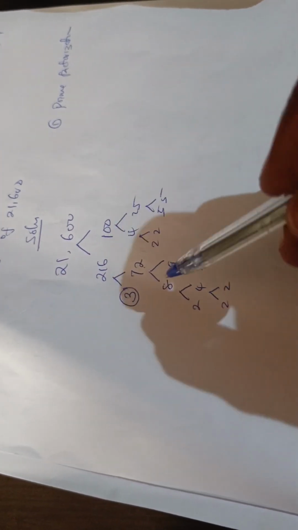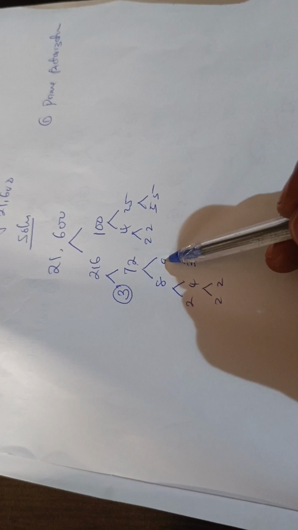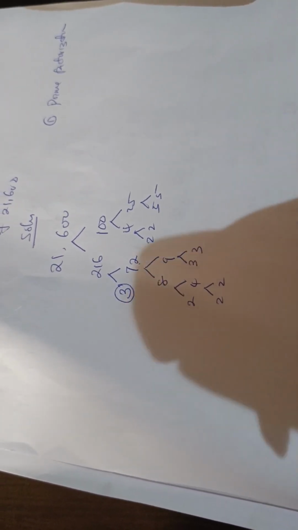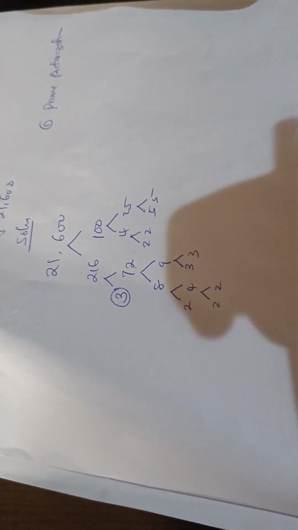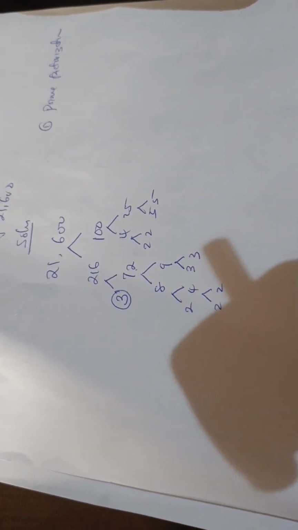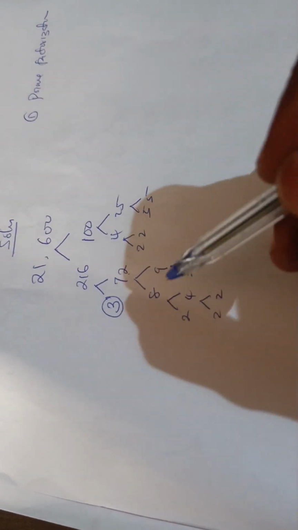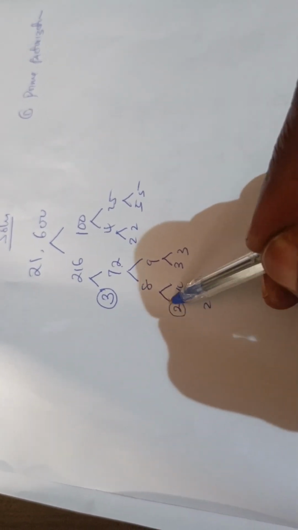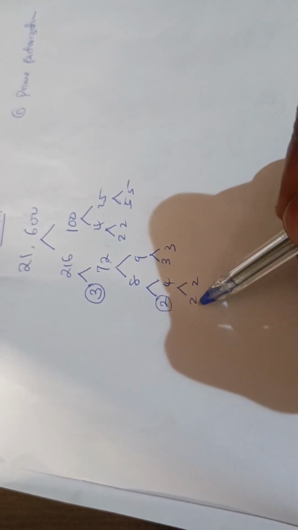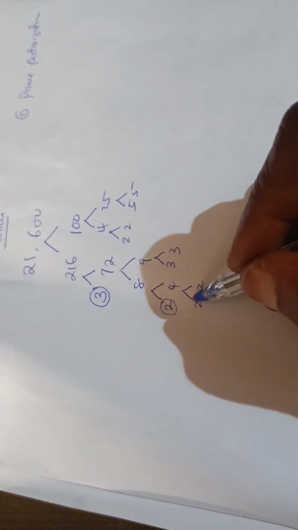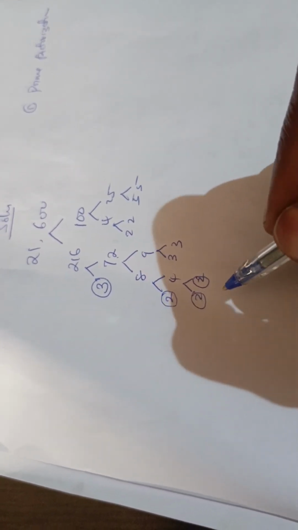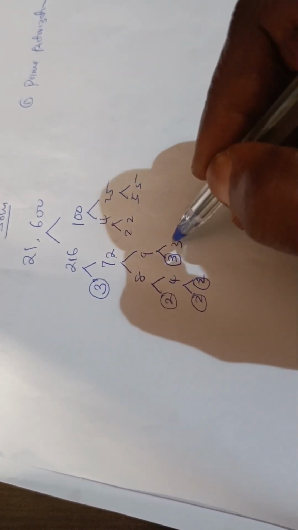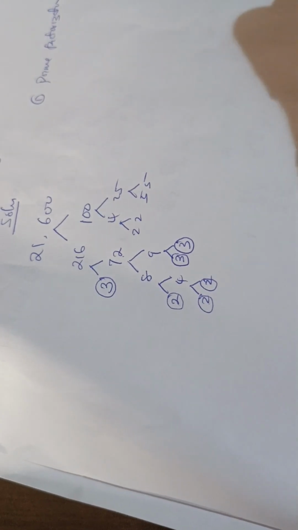72 is not a prime number, but I know that 8 times 9 will give me 72, but 8 and 9 are not prime numbers, right? In case you don't know what prime numbers are, I'll be dropping a video so that you know what prime numbers are and how to use them. So 8 can be written as 2 times 4. 2 is a prime number, 4 is not. So 2 times 2 will give you 4, and since these 2s are primes, those are the prime numbers on that branch. 9 can be written as 3 times 3, and 3 is also a prime number.